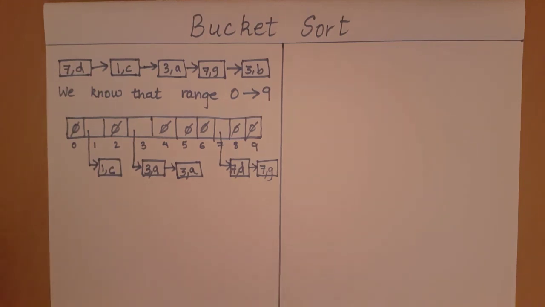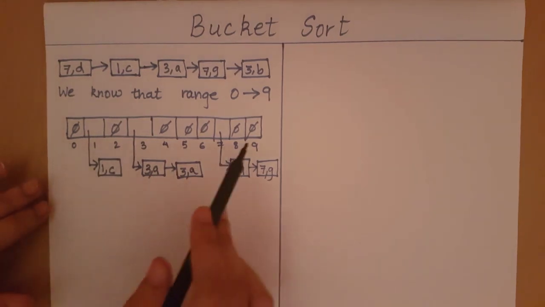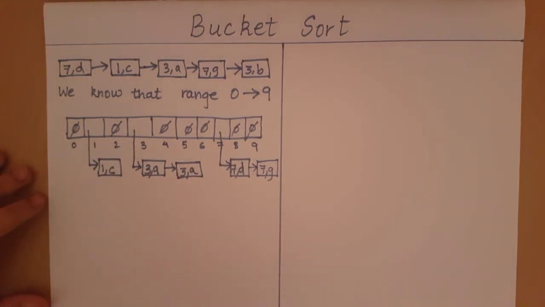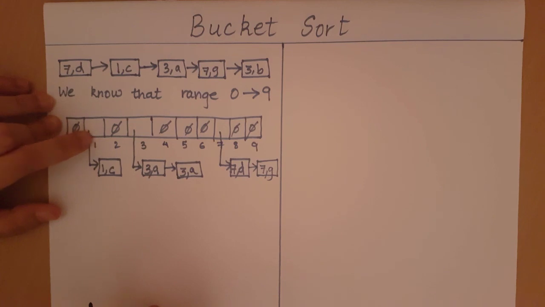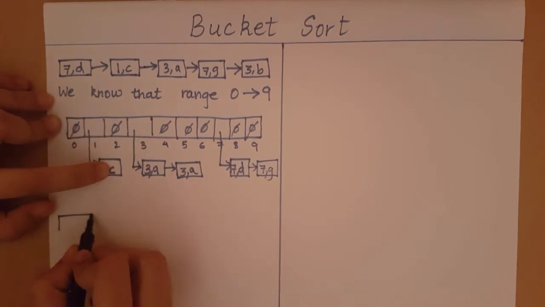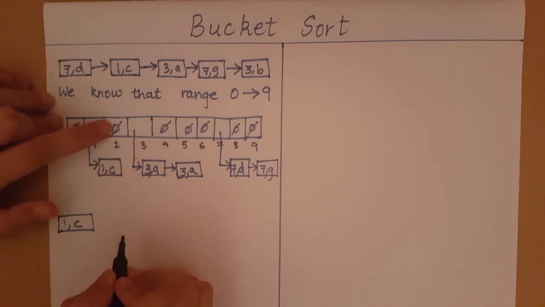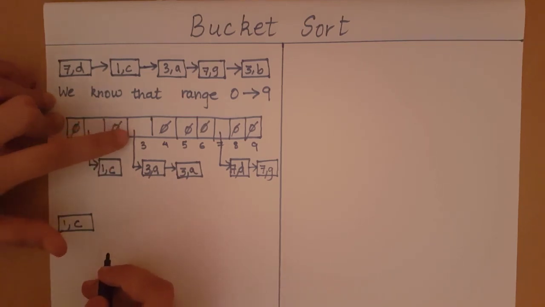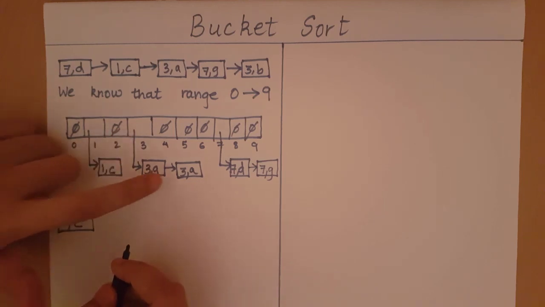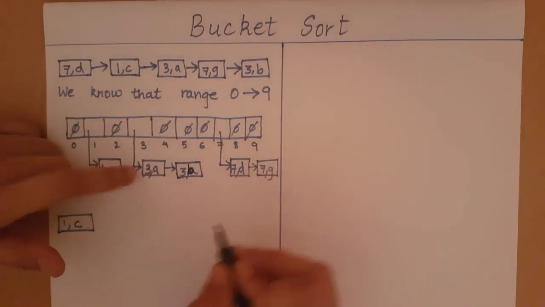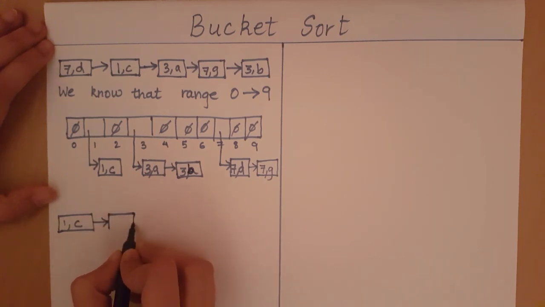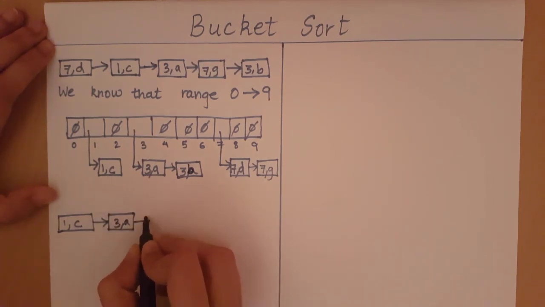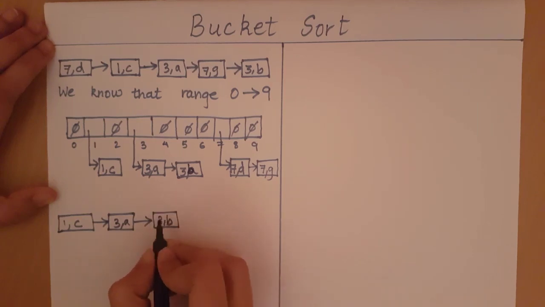Now, once we have created this array, we are going to traverse this secondary array, and every element which we encounter, we are going to add it to our new linked list. So I'm going to start at index 0. 0 is null, so I won't add it to my linked list. There's nothing to add. Then I will go to 1. 1 has the linked list 1C. Then I'll go to 2. 2 doesn't have anything to add. Then I'll go to 3. 3 has the linked list 3A, 3B. So 3A, 3B is going to be added.